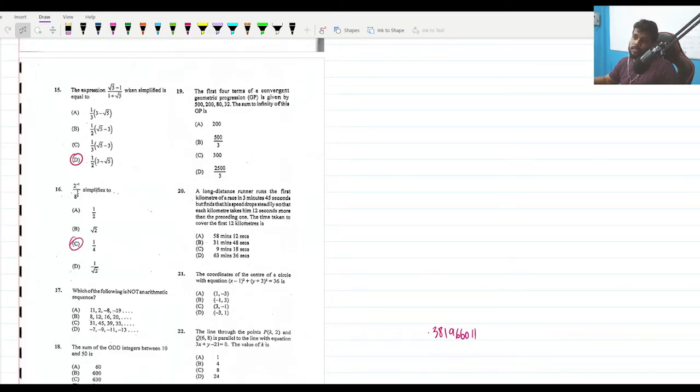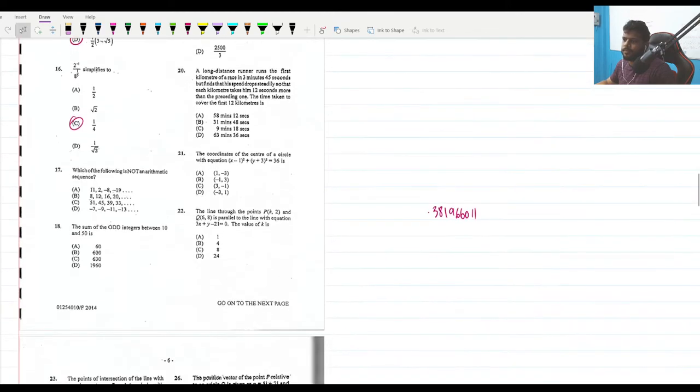This is a quarter. This is another repeat question. Which of the following is not an arithmetic sequence? So let me check and see the common difference and see if the third term is actually the second term plus the common difference. So 2 minus 11 for part A, 2 minus 11 is minus 9. So 2 minus 9 is supposed to give me 8. Doesn't work. So A is not an AP.